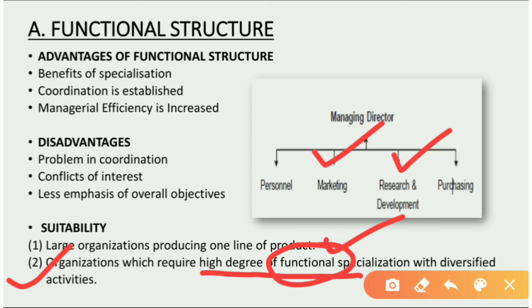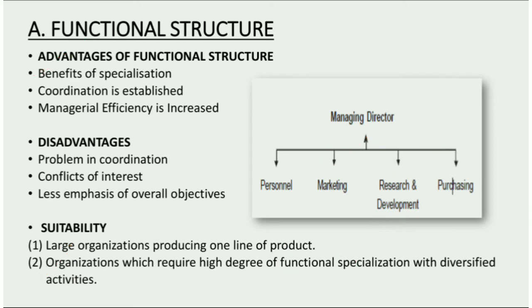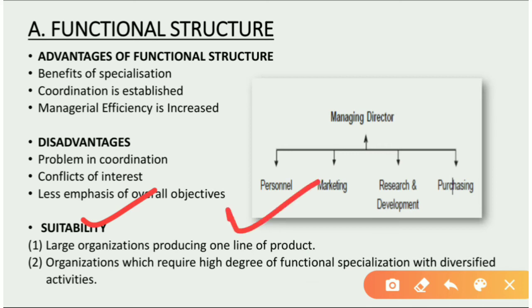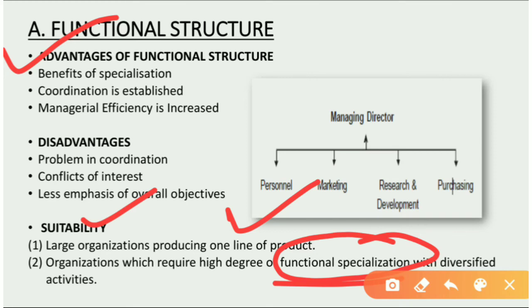Here they are focusing on specialization of the function, meaning they should be specialized in the marketing function, in the production function. So the organization which requires specialization in functions, like production functions and marketing functions, can choose this functional structure. The organization which is large in size and produces only one product, plus requires specialization in any function, can go for functional structure, right?